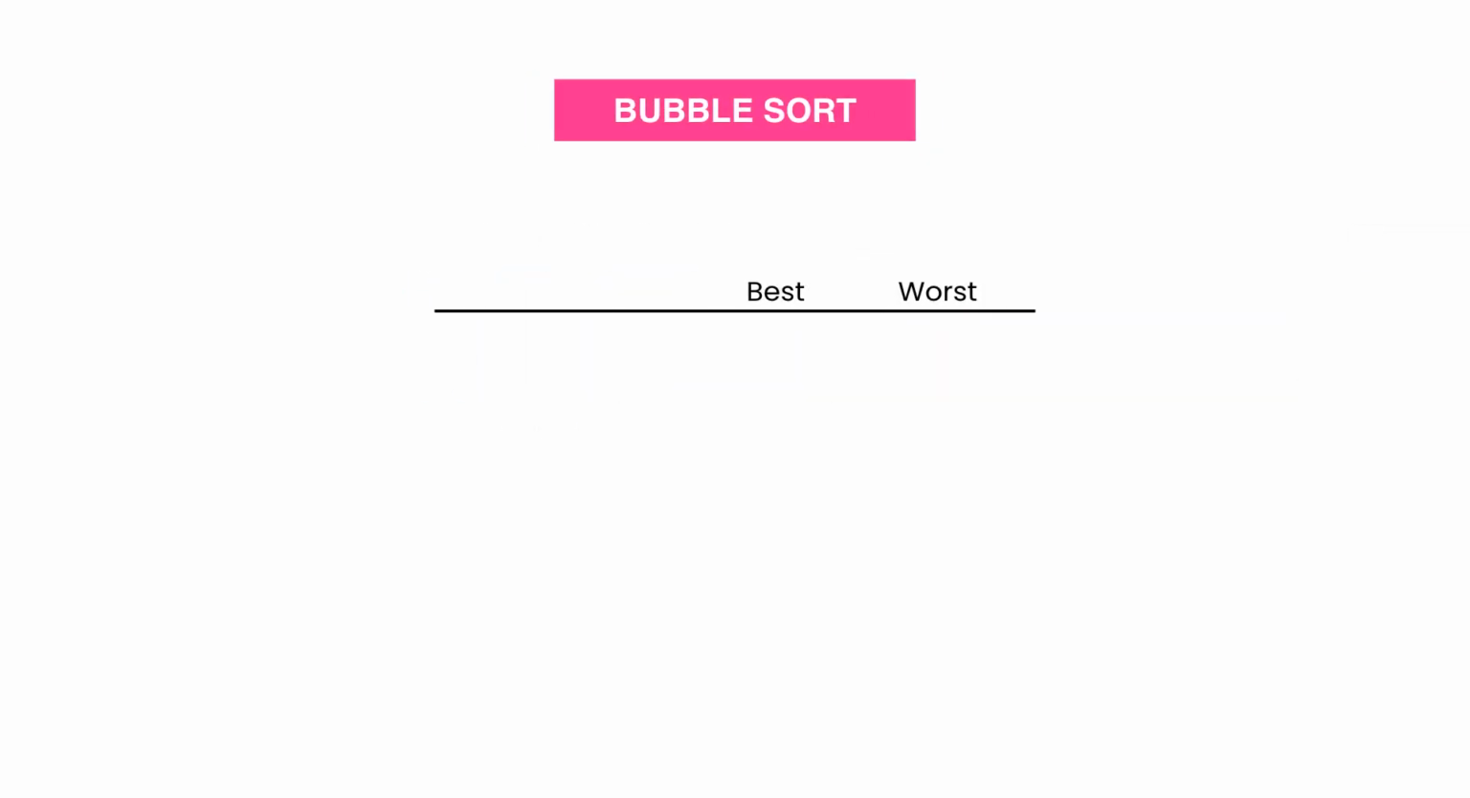Now let's talk about time complexity. If you're not familiar with this concept, you need to go back to part 1 of this series where I talk about big O notation. So what's the time complexity here? Well, in the best case scenario where our array is already sorted, we need a single pass. In the worst case scenario, the array is sorted in reverse order. Here we need n passes.